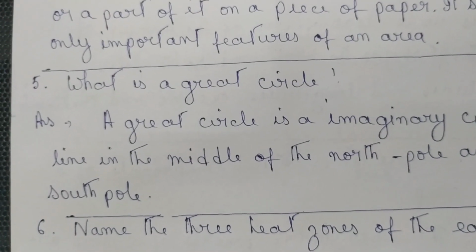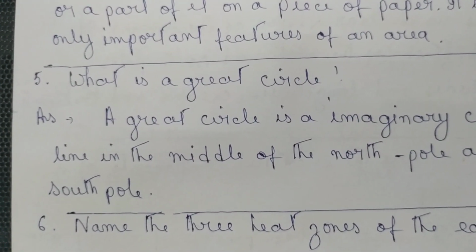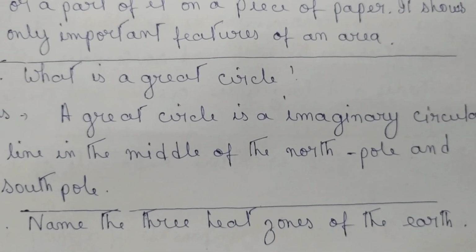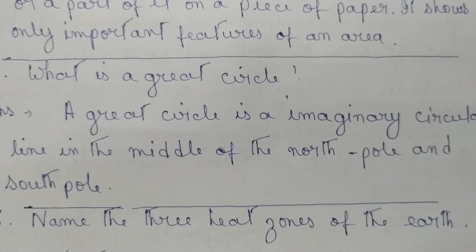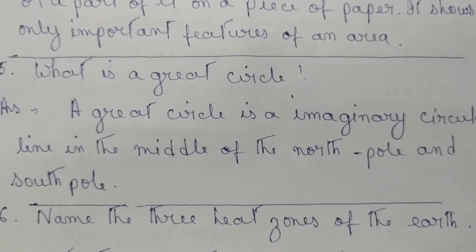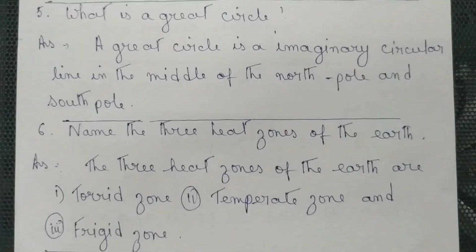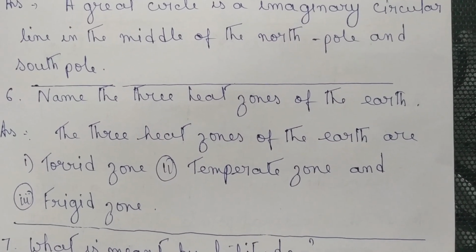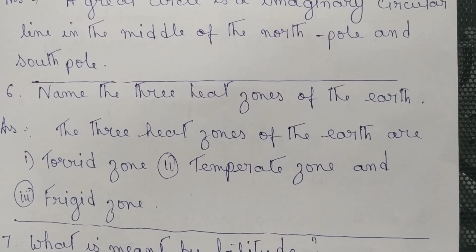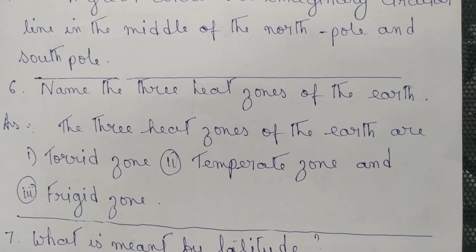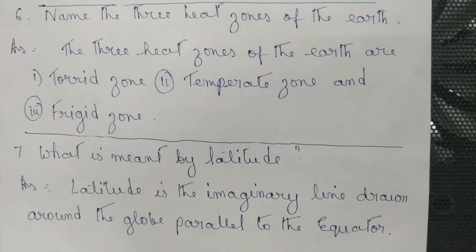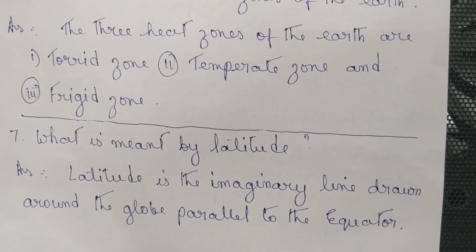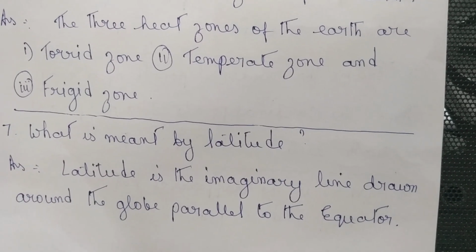What is a great circle? A great circle is an imaginary circular line in the middle of the North Pole and South Pole. Name the three heat zones of the Earth. The three heat zones of the Earth are torrid zone, temperate zone, and frigid zone. What is meant by latitude? Latitude is an imaginary line drawn around the globe parallel to the equator.